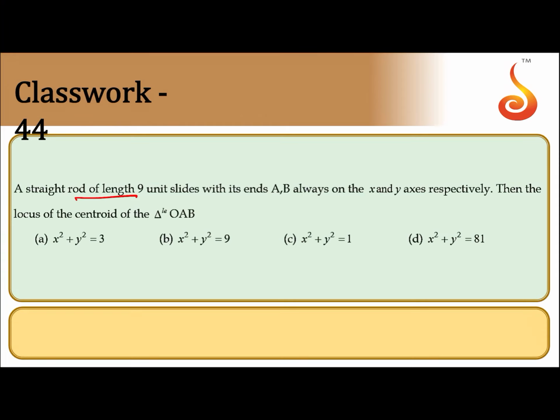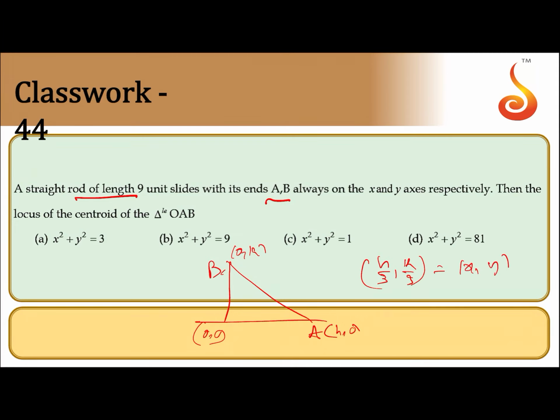Coming to a straight rod of length 6 units that slides with its ends A, B on the coordinate axis, then the locus of the centroid of the triangle. Yes, this one. So A and B are sliding on the coordinate axis. Let me take this one as h comma 0 and 0 comma k, so that the centroid of the triangle OAB is nothing but h by 3 comma k by 3, whose locus we need to calculate. You take it as x comma y. So therefore h comma k, so that h is equal to 3x and k is equal to 3y.